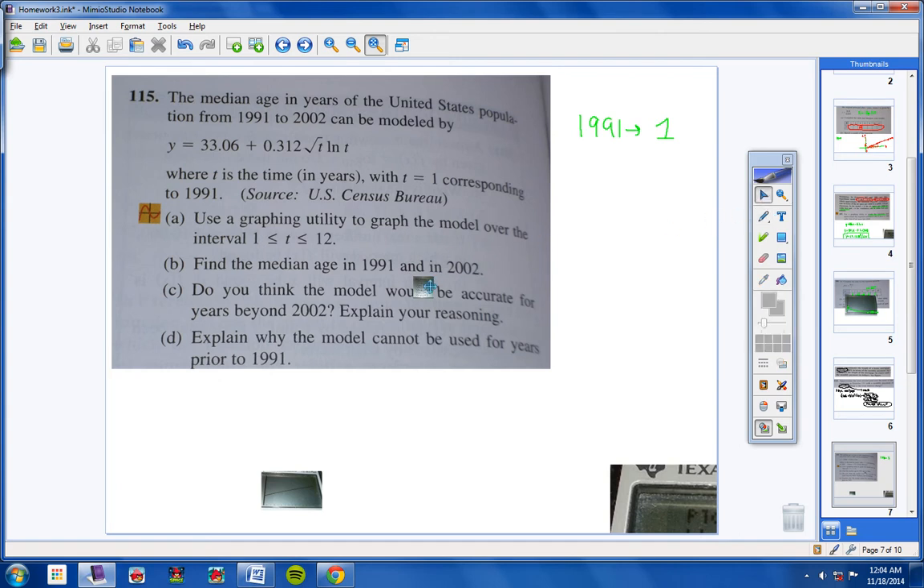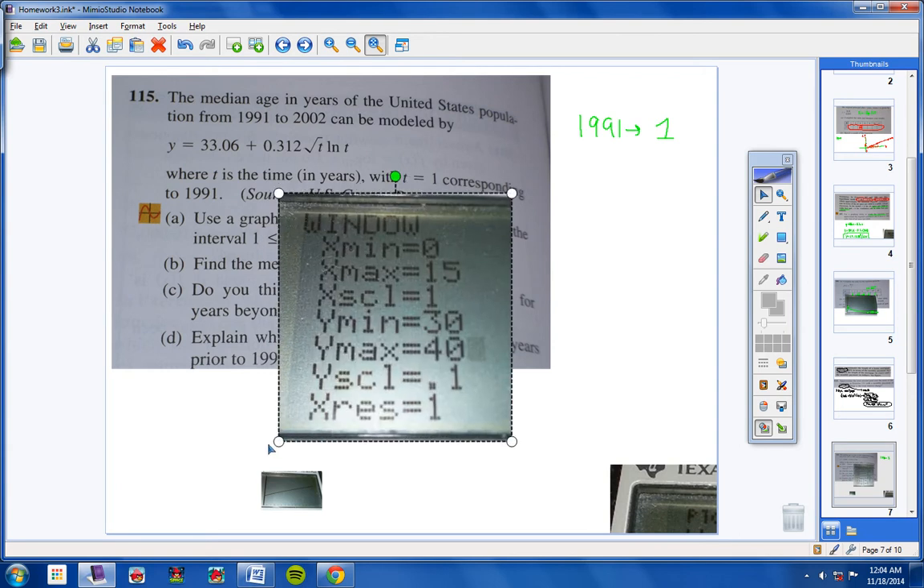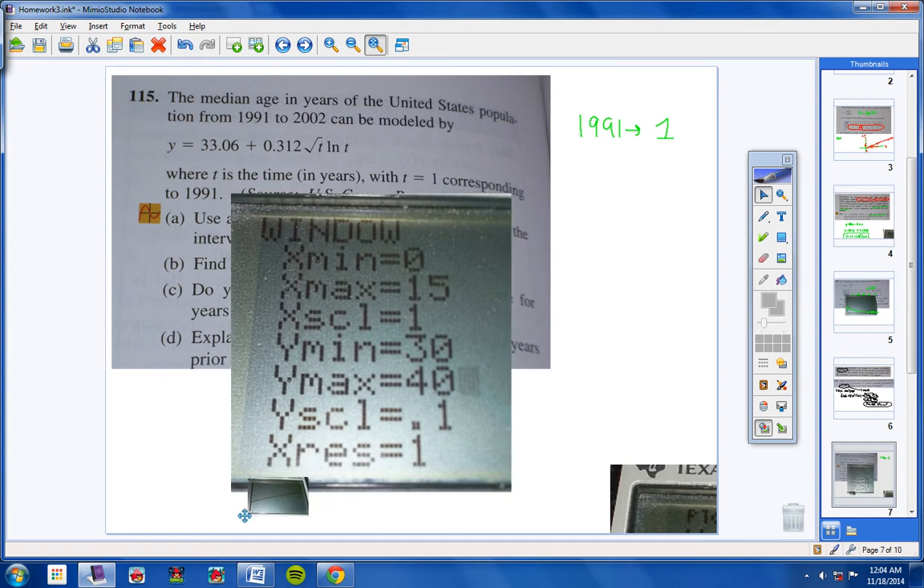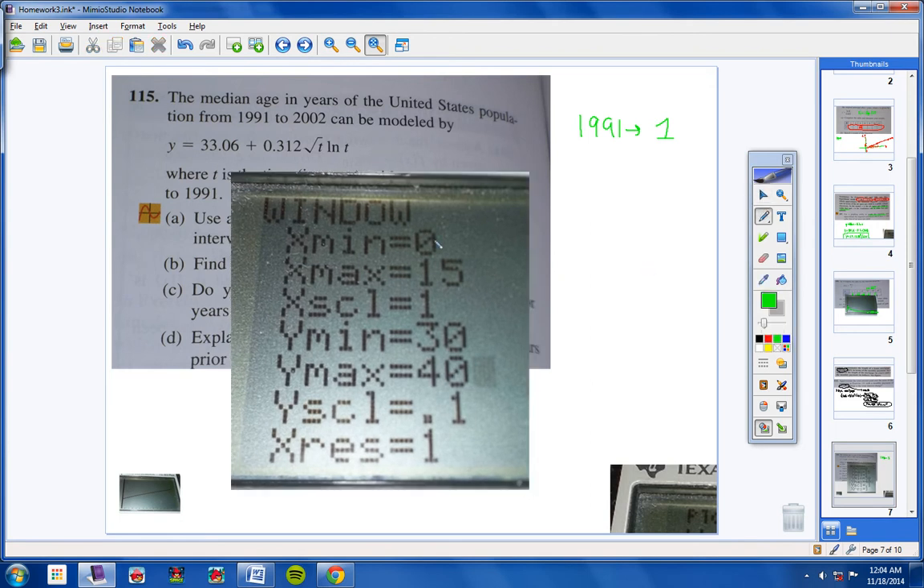Your t runs from 1 to 12. So for my window, for my x's, instead of putting 1 to 12, I put 0. That's a little less than 1. And I put 15, which is a little more than 12. Now, how do I know these from my window here?